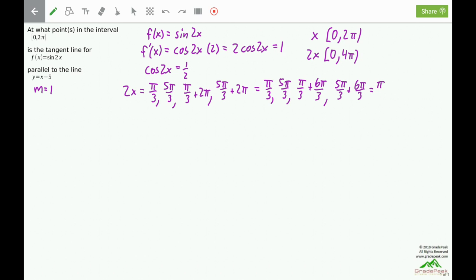And so I have pi over 3, 5 pi over 3, 1 pi plus 6 pi, 7 pi over 3, and 5 pi plus 6 pi, 11 pi over 3. There are all the locations where the cosine is 1/2 between 0 and 4 pi.